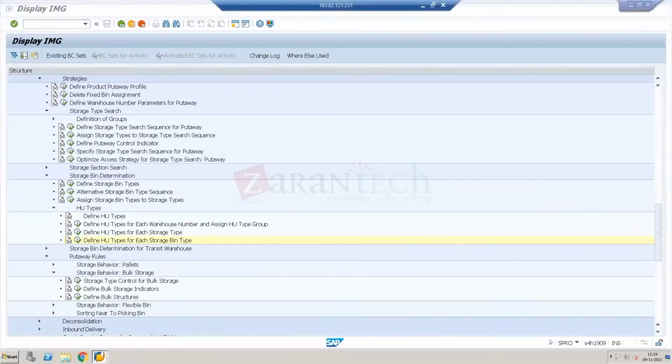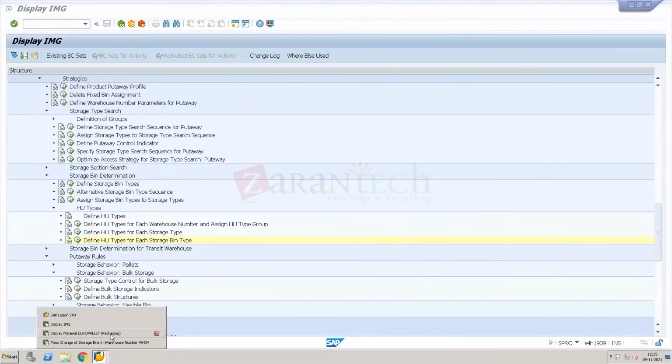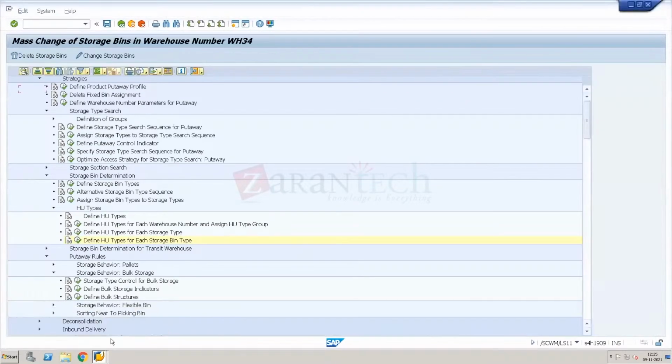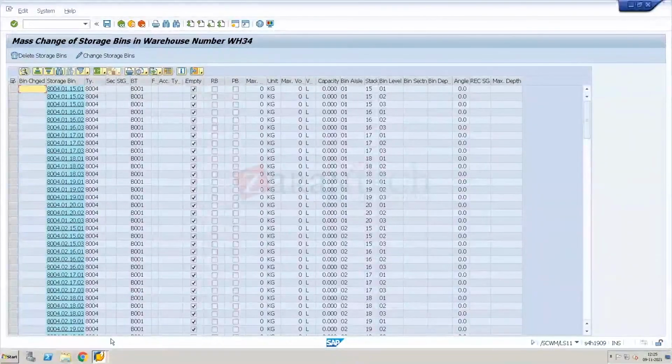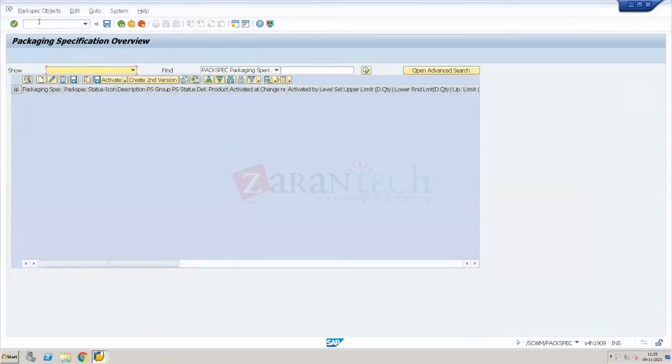Okay, thank you. So at this point we have bins ready. Let's quickly create a pack spec for our finished product. A finished product is, let me store this finished product into the warehouse. Okay, so I'm going to add some stock and store it into bulk storage.